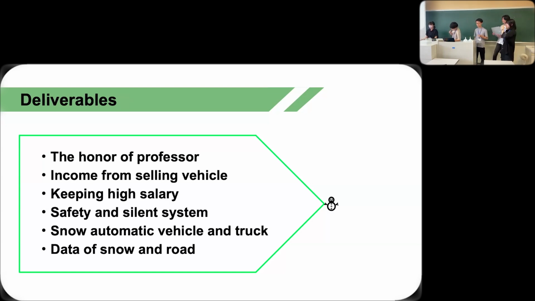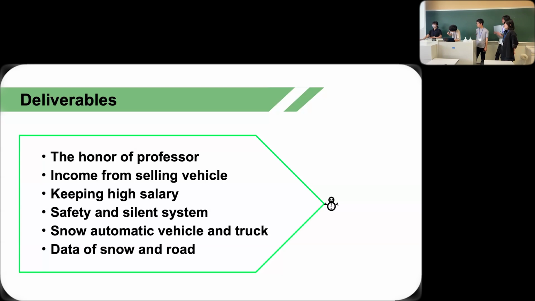And then I will explain the deliverables of our project. First, the honor of the professor: the success of our research will elevate the professor's reputation. And next, income from selling vehicles. And third, keeping high salary. And also, a safe and silent system. This will offer people a sense of security and comfort.